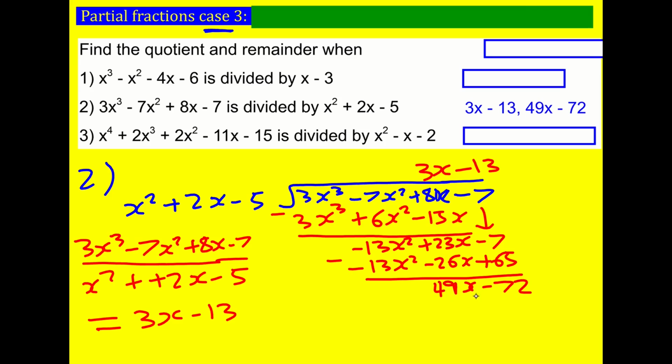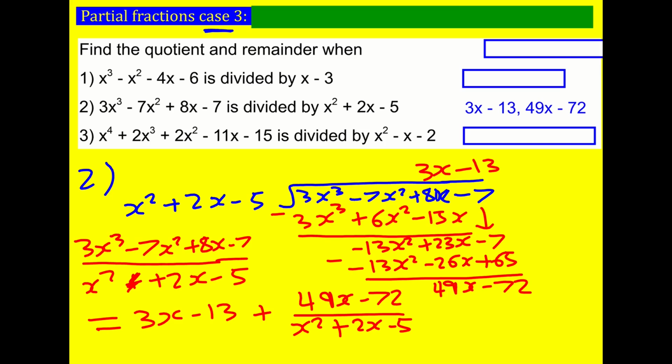And then what happens to this remainder? Well, you just have it, and then you still need to divide it by this x squared plus 2x minus 5. And that's it. So we can actually have this cubic divided by a quadratic. We get this linear function, and then we're left with this thing here.